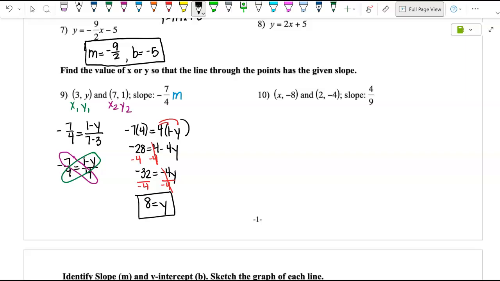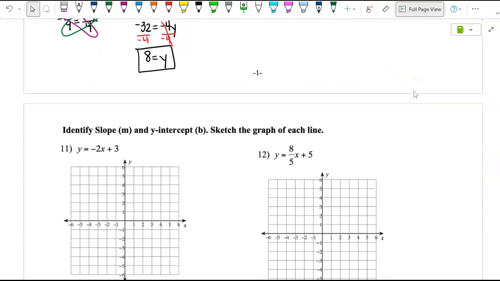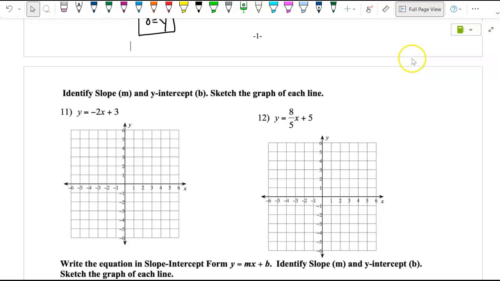So again, it's solving. We know what the slope is, but we're using that slope formula to work backwards and find what was the missing coordinate that gave us that slope. All right, moving on to the next page. In 11, they want you to identify the slope and y-intercept and sketch the graph of the line.